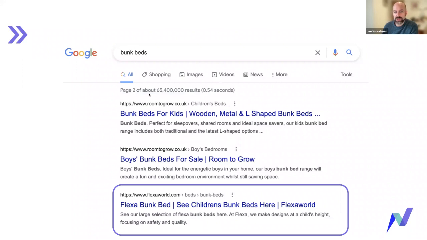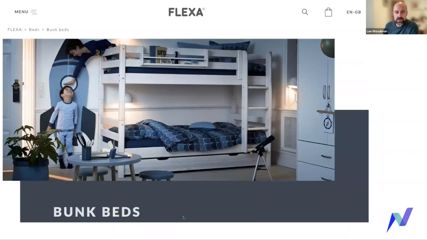Versus if we go to page 2 of the search results, we've got this brand called Flexaworld. Okay, so they're also selling bunk beds. Another brand that I've never heard of. Okay, so this is Flexaworld, right? So bunk beds. If we take a step back and think about what is being conveyed here, it's not very much. It looks like a quality product, but there is nothing saying other people have had a good experience with this. So there's no 5-star reviews. I don't know where it's made. Does it come with any kind of guarantees? There's none of that information conveyed.